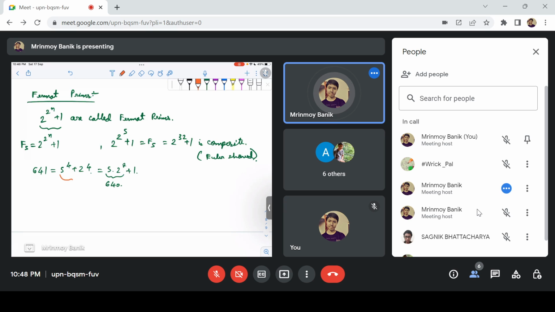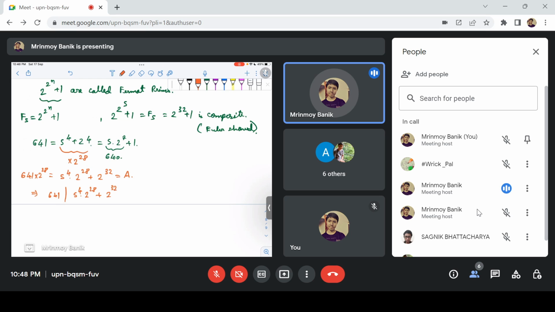Now multiply this with 2 power 28. So we get 5 power 4 times 2 power 28 plus 2 power 32. So this thing is 641 times 2 power 28. This implies 641 divides 5 power 4 times 2 power 28 plus 2 power 32. Call this number capital A, suppose. So 641 divides capital A.